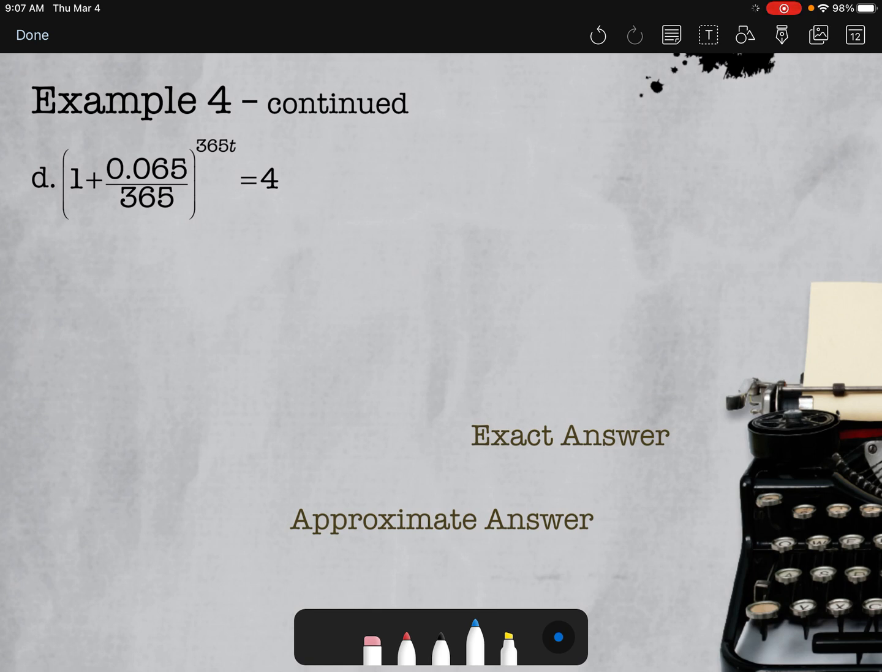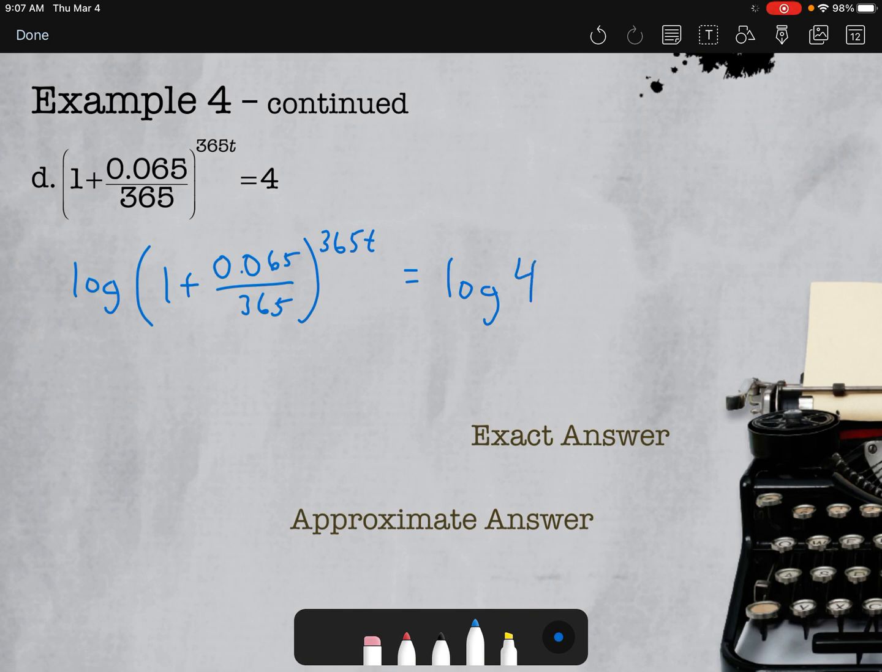Okay, so now we got this one. Okay, what's the only way to get the exponent out front? Well, it's to take the logarithm, or the natural log. Now this time, just to be different, I'm going to take the log. Okay? And I got to take the log of 4. So now the 365t comes in front of the logarithm.